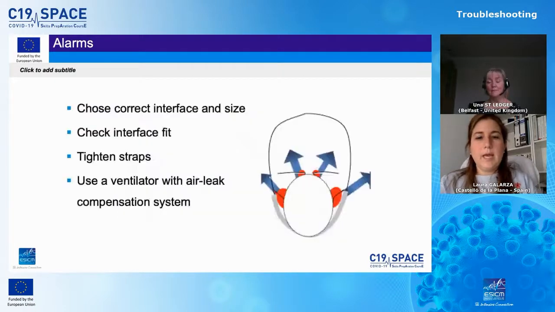In case of non-invasive mechanical ventilators, we should always try to choose the correct interface and size for our patient to avoid leakage in the interface. We should check it fits properly and tighten the straps as much as we can, but always think that sometimes they will cause some nasal pressure sores. Some ventilators also have air leak compensation systems, so we can use them if we have them in our unit.